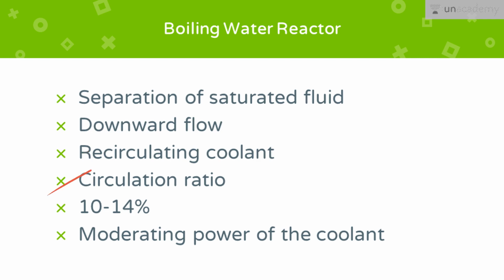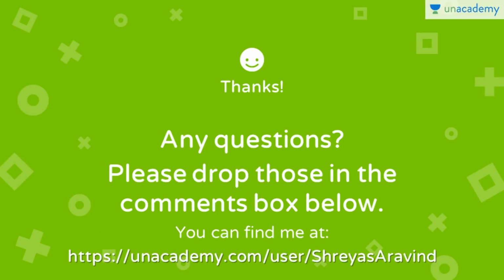The ratio of the recirculated coolant to the saturated vapor produced is called the circulation ratio, and the boiling water reactor core exit quality varies from 10 to 14%, so that the circulation ratio is in the range of 6 to 10. This is very necessary to avoid large void fractions in the core, which would reduce the moderating power of the coolant, resulting in low heat transfer coefficient, also vapor blanketing and burnout.